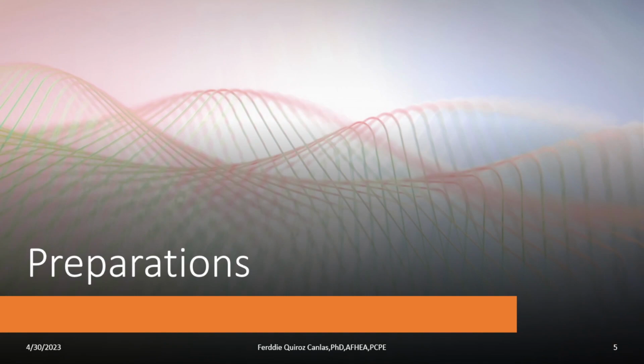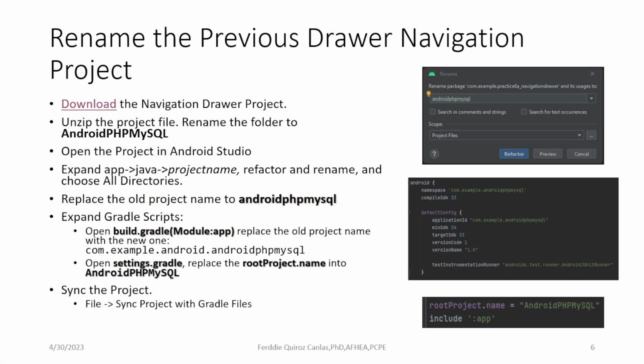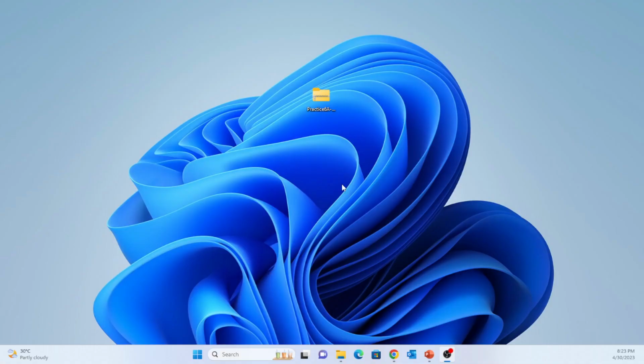For the preparation phase, you need to download the navigation drawer project that we did in the past. So if you haven't finished it, you can just click this link to get the finished version of the project, the navigation drawer that we modified last time. So just click this one and download the file. Once you've downloaded it, put the downloaded file on the desktop. Copy that one and place it on the desktop. Okay, so we have now the file.